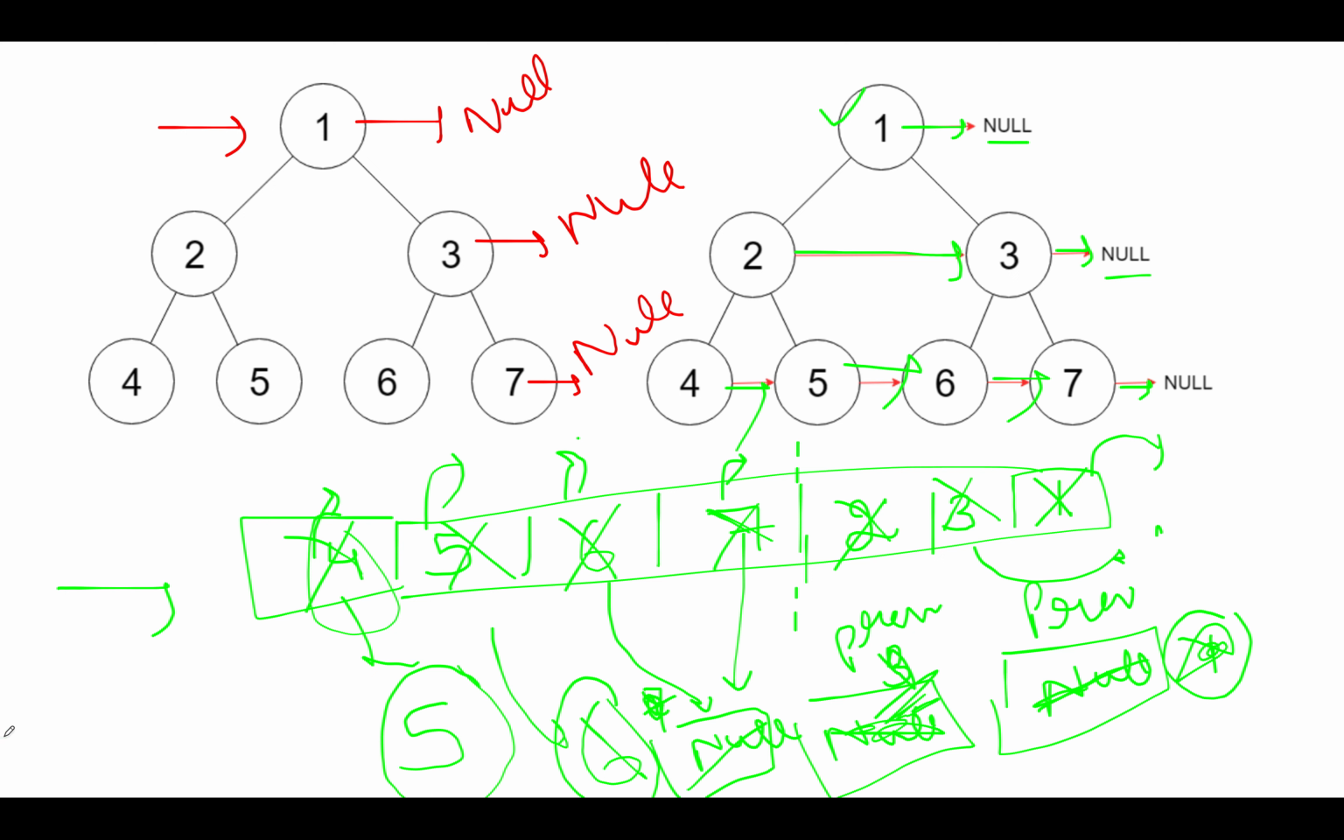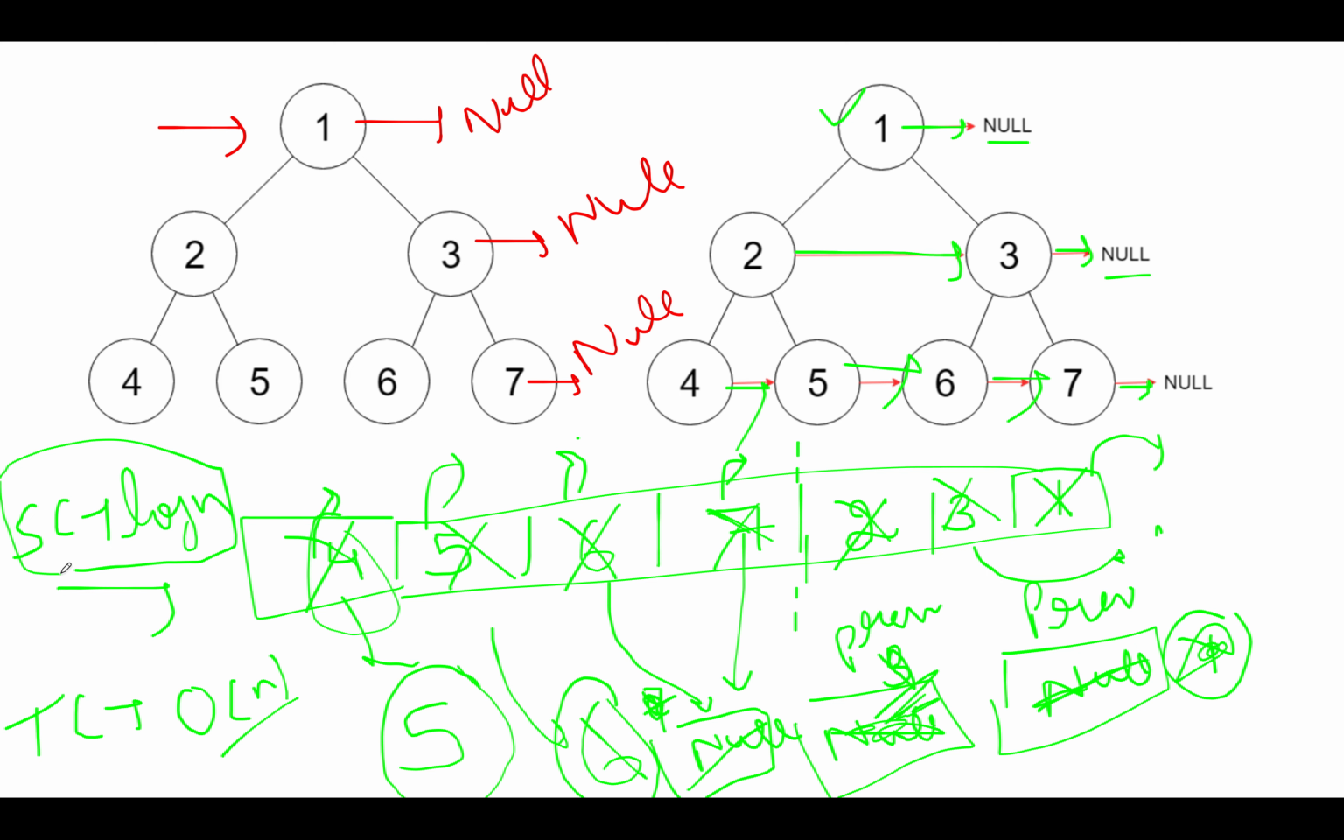The time complexity of this approach is equal to order of n, where n signifies the number of nodes present in the binary tree. Also, the space complexity is equal to log n. Why log n? Because it is equal to the depth of the tree.